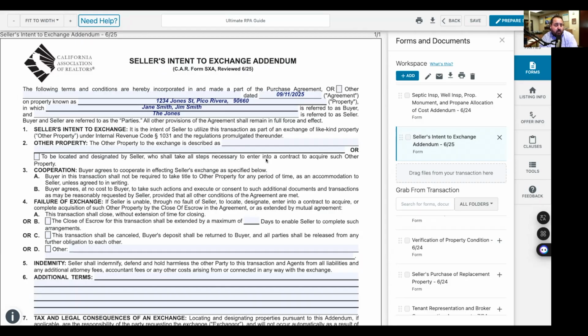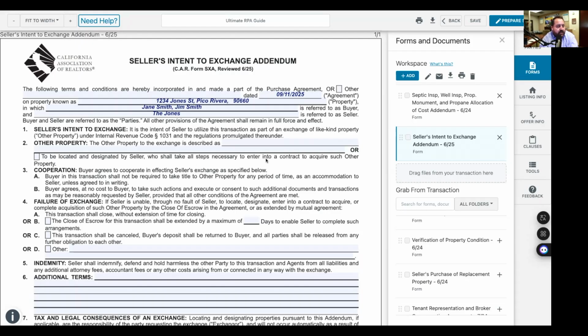Instead, there's this form, which is the seller's intent to exchange addendum. The seller's intent to exchange addendum just gives the terms to the buyer, letting them know that, hey, this is basically contingent on us finding a replacement or an exchange property to satisfy the 1031 exchange criteria. Okay.